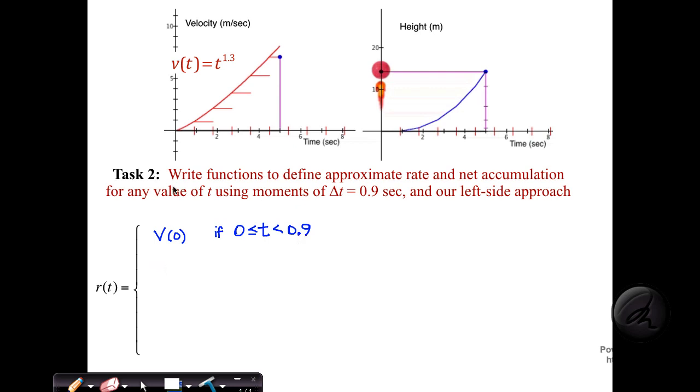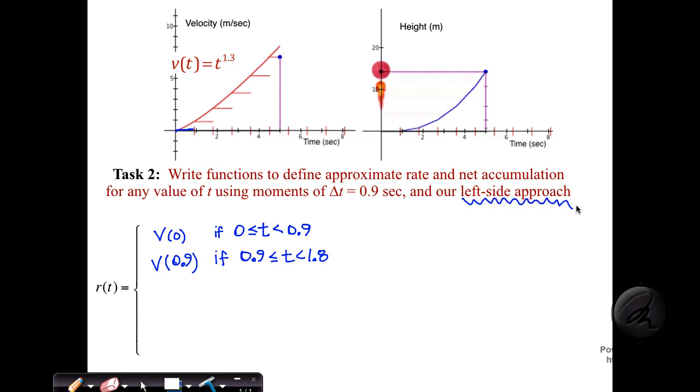All right, so what's the next value of the rate I use past this one? I'd use the rate evaluated at 0.9 if t is between 0.9 and 1.8. So you can numerically estimate these, but this is how we're going to do these approximate rate graphs.